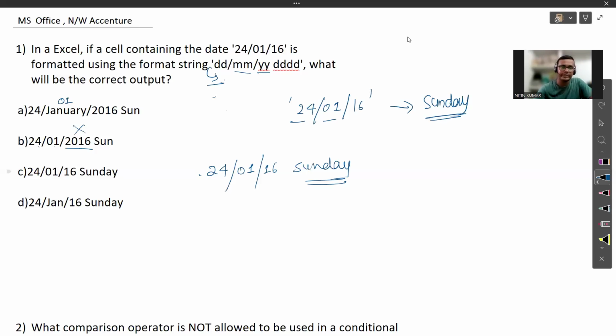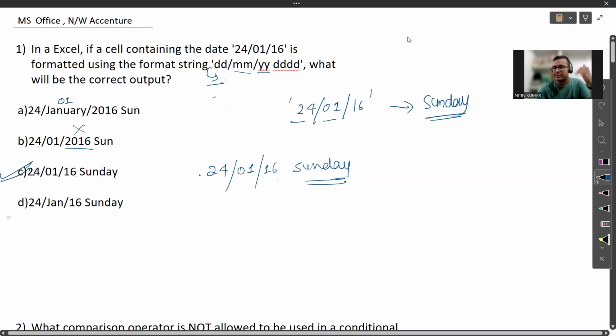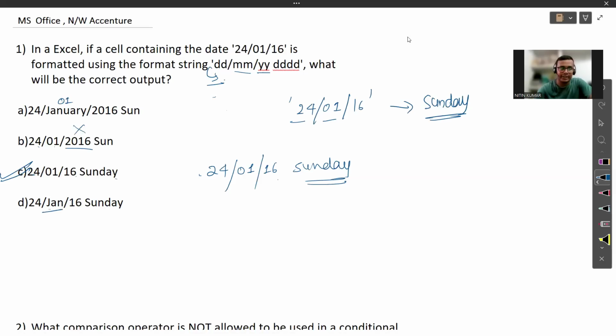The third answer you can see is 24/01/16 and the Sunday. You can see, yes, it is the correct output that we required. Let's look at the next output also. The next output says 24 January. Again, it is not to be January, it is to be 01 because it is the format that we required actually. So which would be the correct answer for this? Only option C.